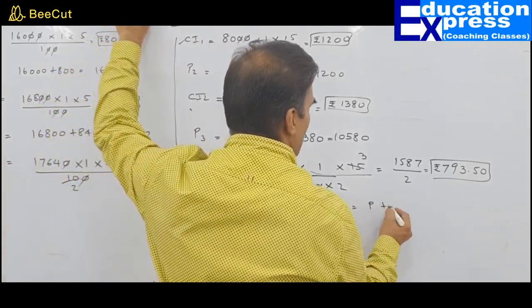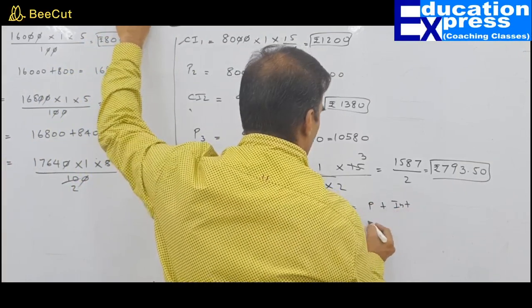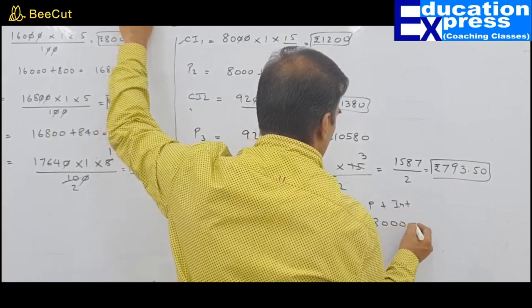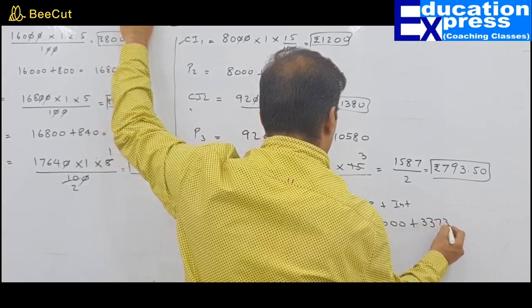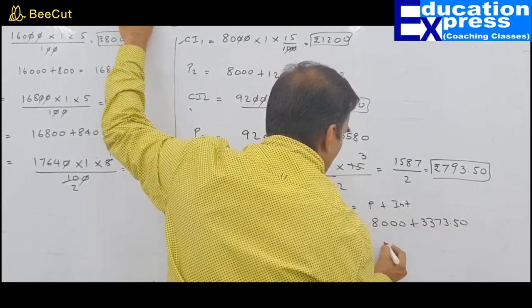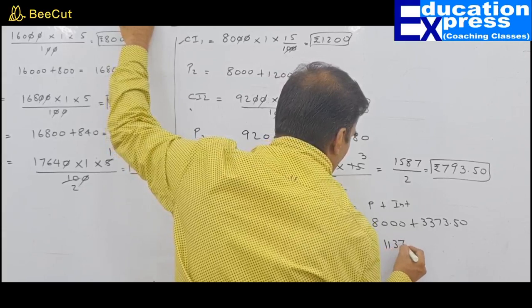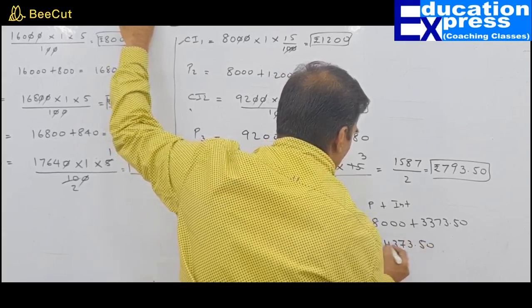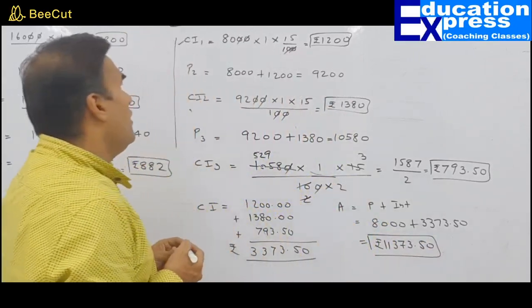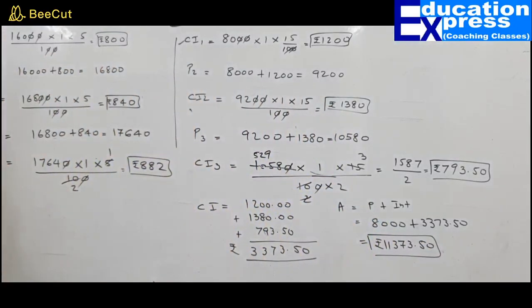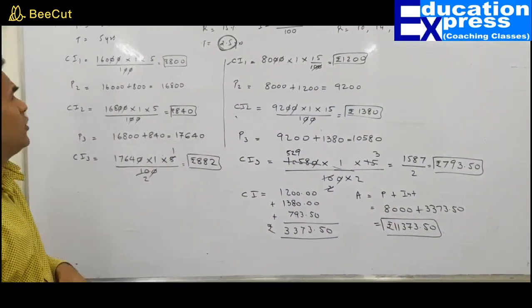Amount is principal plus interest. How much is principal? 8,000. How much is interest? 3373.50. That gives you 11,373 rupees and 50 paise. So my dear friends, it was again a very simple job.